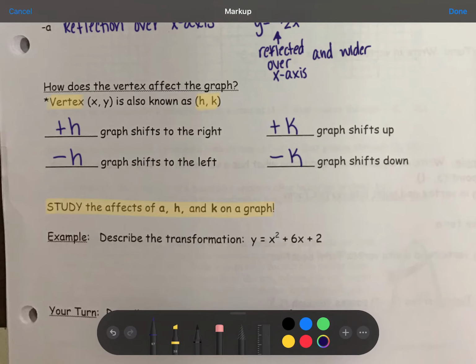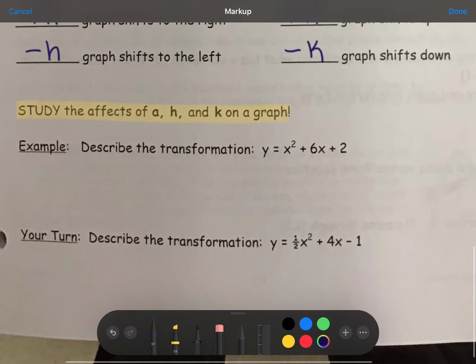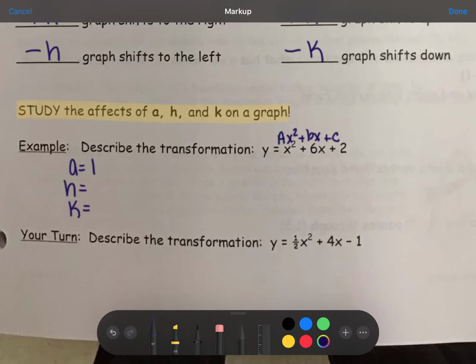So let's take a look at an example. You need to find a, h, and k. A is super easy. It's not hidden. It's just sitting there staring at you because this is ax squared plus bx plus c, and so my a value is the number that sits in front of the x squared. We talked about that already when we were describing how we find the vertex. So off to the side here, I'm going to label a equals 1. H, I don't know yet, I have to find it. And k, I don't know yet, I have to find it. Remember, h and k come from the vertex.